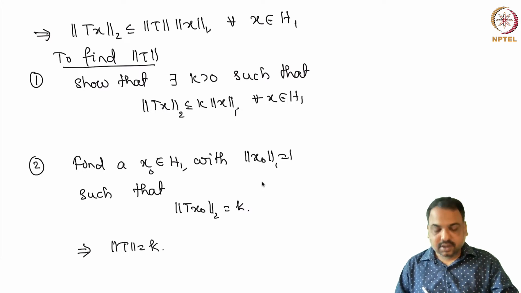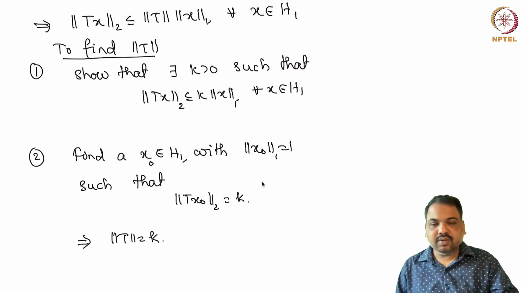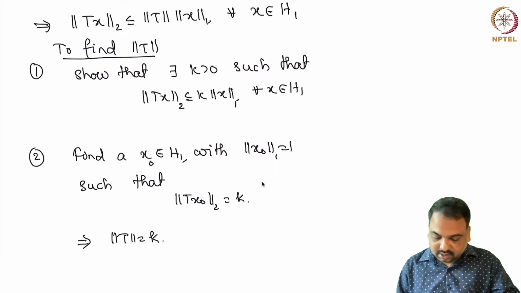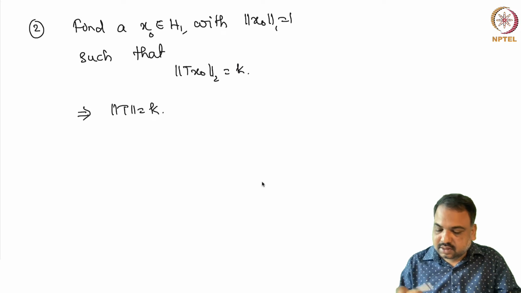And we also saw one example where finding a unit vector x0 such that norm of Tx0 is exactly k is not possible. In that case we found a sequence of unit vectors which approximate the given operator, and using that we showed that k is exactly norm T. Okay, so this is the way to find the norm of an operator. Now let us look at one example of an operator which is not bounded.